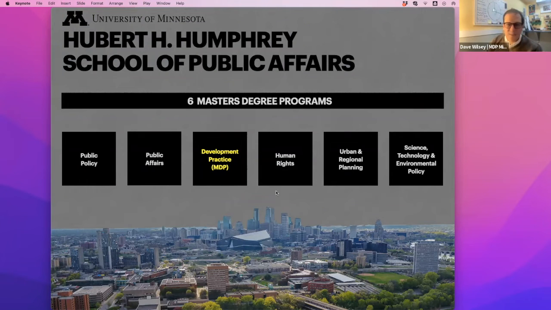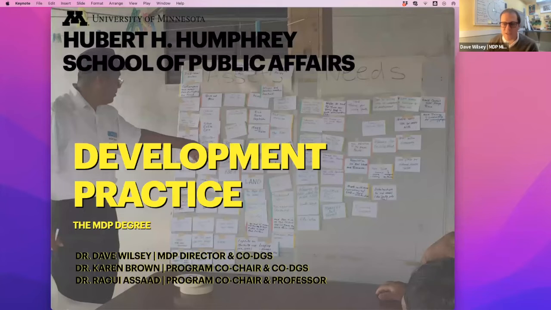The Humphrey School has 6 master's degree programs, of which the development practice degree, or the MDP, is one of them. We also have a degree program in public policy, public affairs, the MPP, the MPA, development practice I already mentioned, the Masters of Human Rights, urban and regional planning, and science, technology, and environmental policy, which is a thesis-based degree, whereas the other 5 are professional degree programs. So today we're going to talk specifically about the Masters of Development Practice program.